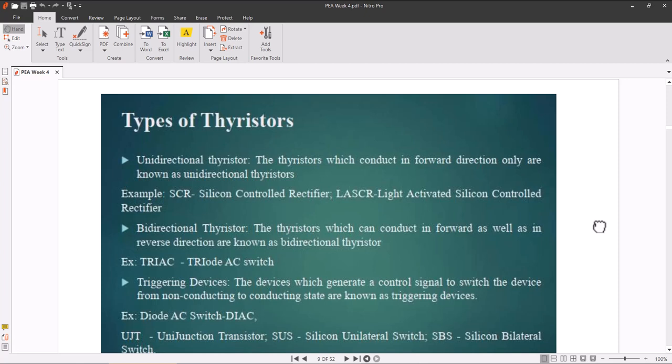Bidirectional thyristor, like a triac. The thyristors which can conduct in the forward as well as the reverse direction are known as bidirectional thyristors, like the triac, triode AC switch. We will study it further.